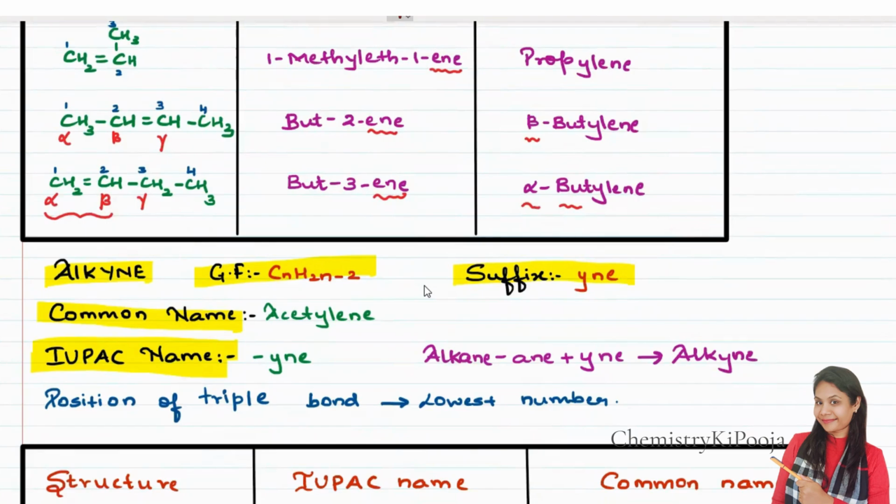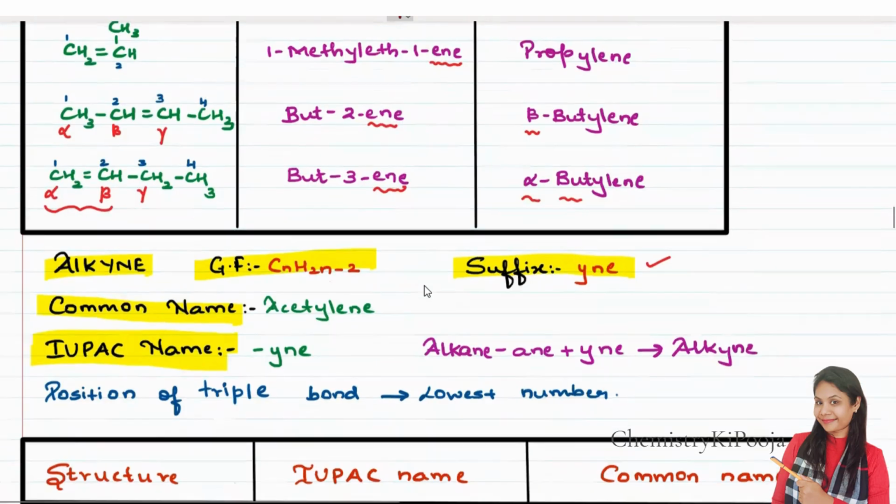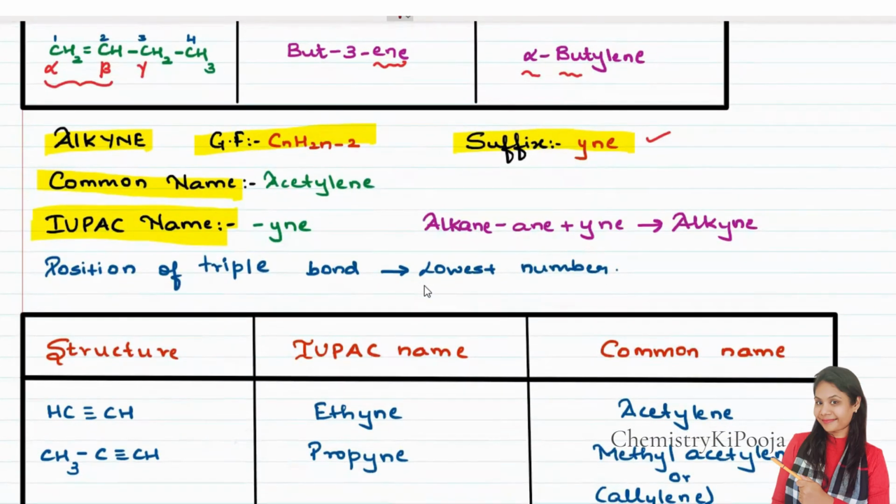We have studied just now, exactly the same thing we can apply for alkyne. Now for alkyne, the general formula is CnH2n minus 2. Coming to the suffix, instead of ene or ane, for alkyne I'm going to write it down as YNE. Okay, it is YNE. Coming to the common name, for alkene the common name was alkylene, whereas for alkyne, the common name is acetylene.